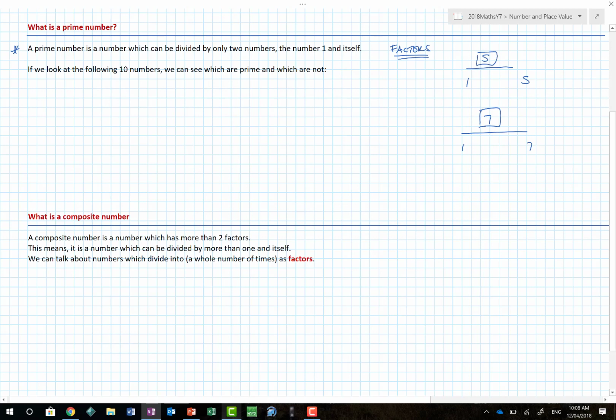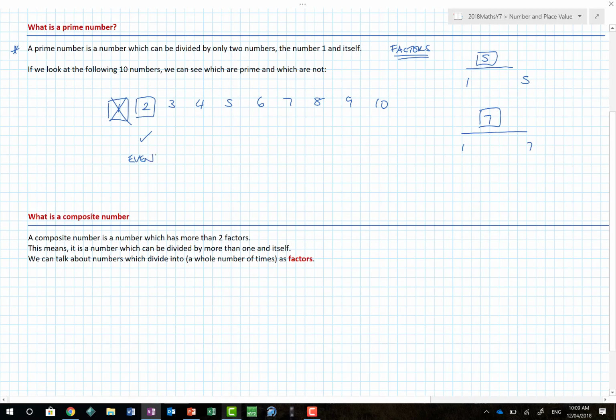Now, things to note. We need to be very, very careful that if we look at the following 10 numbers, 1, 2, 3, 4, 5, 6, 7, 8, 9, and 10, 1 is not prime, because it has to be divisible by 1 and itself. We could argue all day about that, but let's just say 1 is not prime. 2 is prime, and in fact, it is the only even prime number.